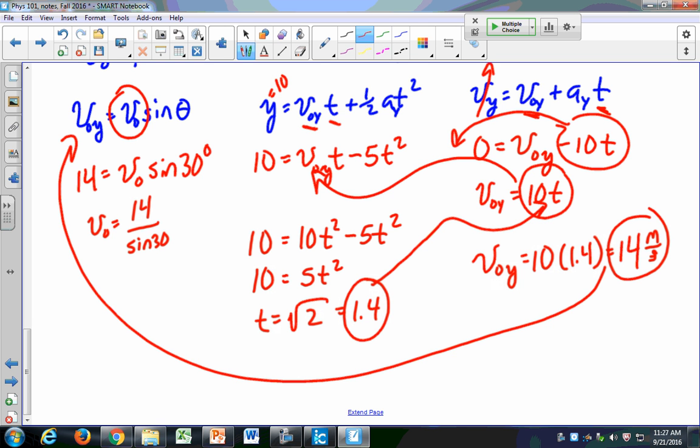Well, it's the y component. So before we were just dealing in one dimension, so we didn't differentiate between x and y. But now that we're dealing in two dimensions, we have to differentiate between what we're doing in the y direction and the x direction. No, V naught y is not 0.